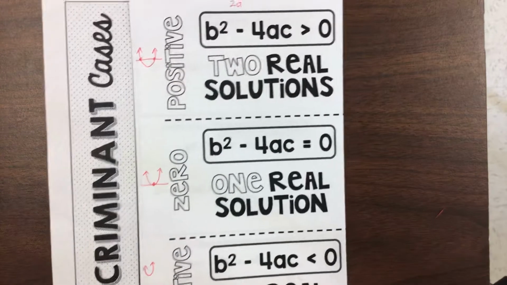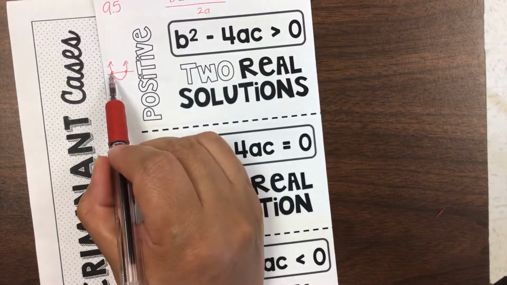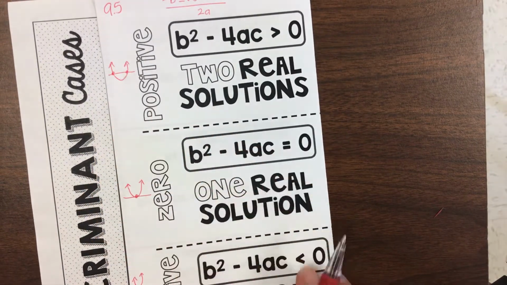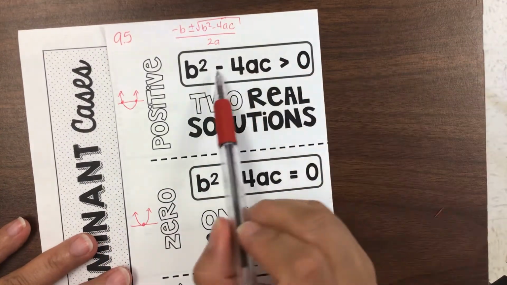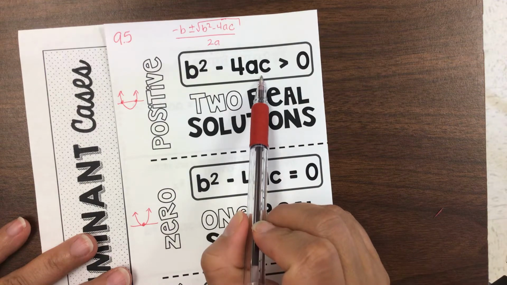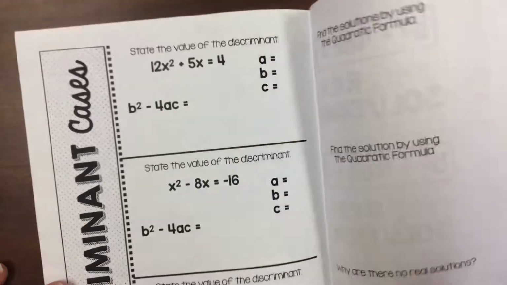Here, though, it's a different way of doing it because sometimes we need a decimal approximation to get those values. Here, we're going to get the exact value. And then this right here is called the discriminant. So let me go inside and show you what I mean.